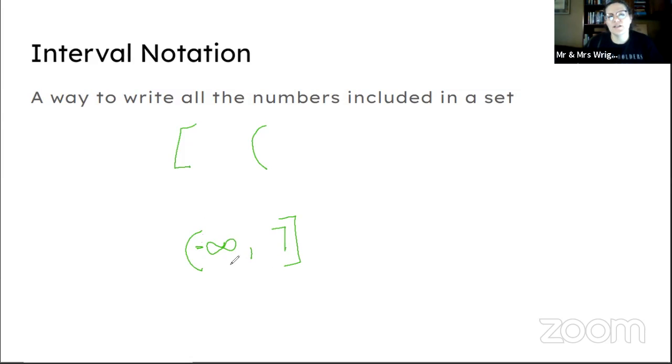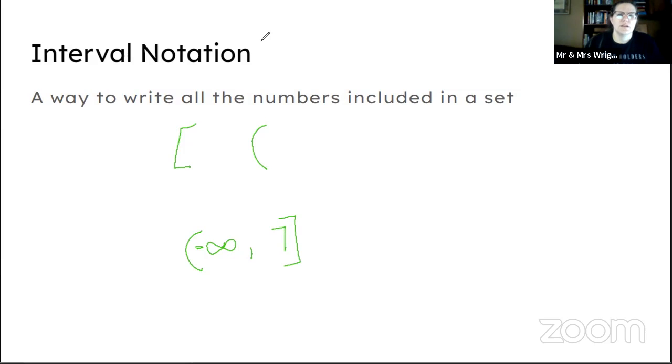You can never include infinity. This would mean inclusive, this is exclusive, and you can never include infinity. So it always gets a parentheses. However, the number 7, because of this symbol, tells us that it's included. If it was a one that wasn't included, we would use the other symbol there.